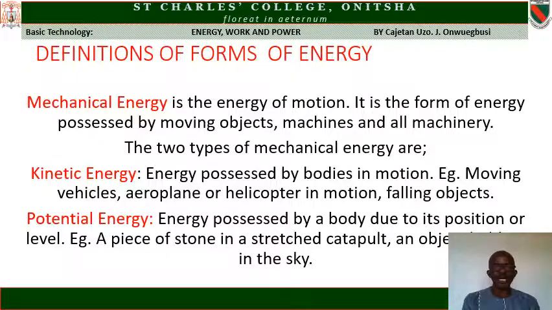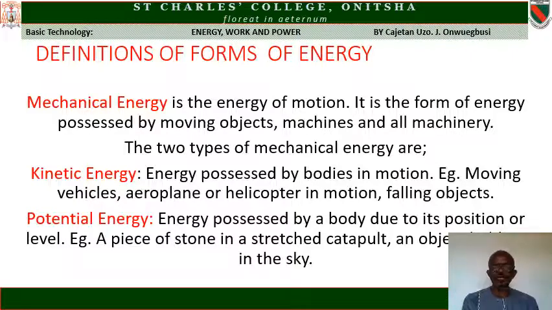First, definition of mechanical energy. Mechanical energy is the energy of motion. It is the form of energy possessed by moving objects as well as machines and all machinery. We have two main types of mechanical energy. One is kinetic energy, the second one is potential energy.